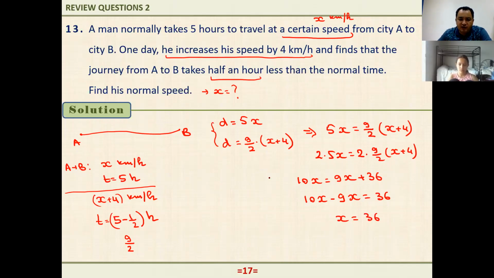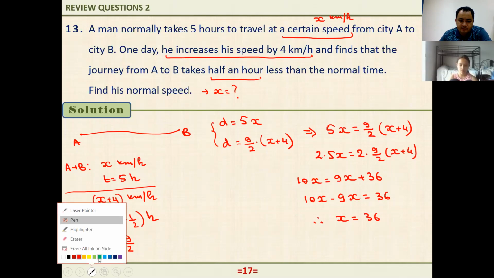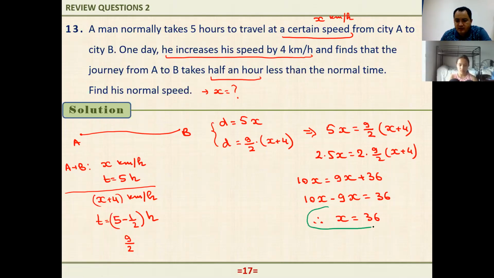What we are actually asked to find here is the normal speed. Normal speed is X. So we got X equals 36. Okay, that is our answer. So his normal speed is 36 kilometers per hour. That means that usually when he was going to his work, he travels at this speed, 36 kilometers per hour. Okay?